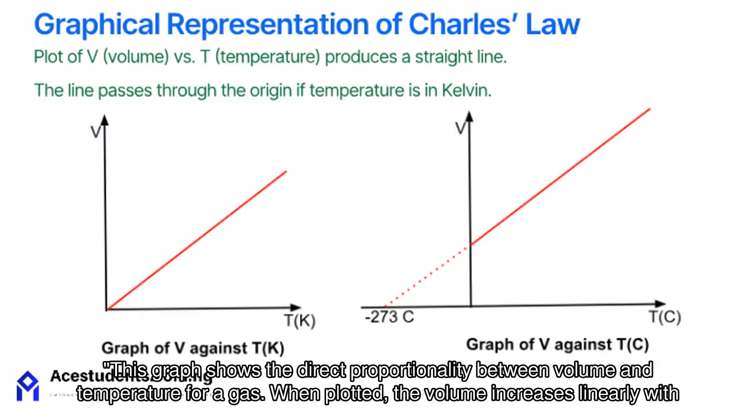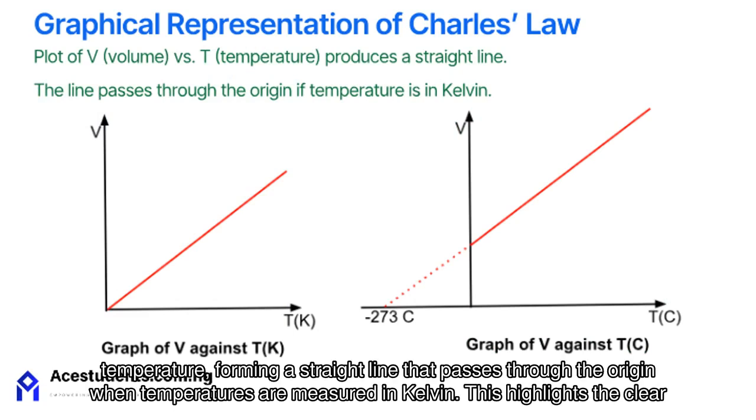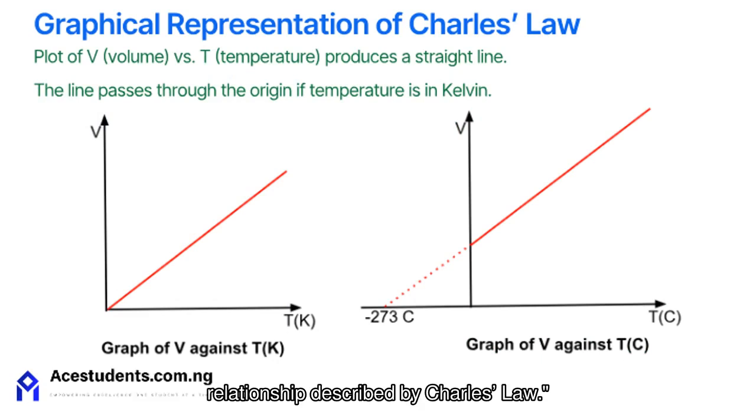This graph shows the direct proportionality between volume and temperature for a gas. When plotted, the volume increases linearly with temperature, forming a straight line that passes through the origin when temperatures are measured in Kelvin. This highlights the clear relationship described by Charles's Law.